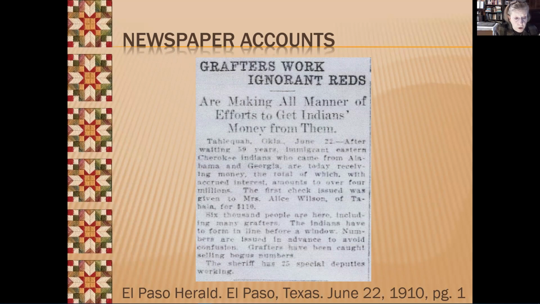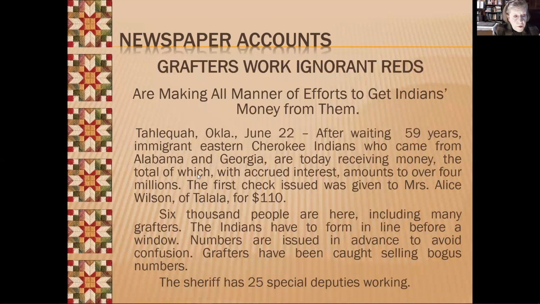And I know this article is faded. I've got it transcribed here. But as usual, as at the time of the Dawes allotments, there's some people that are trying to be troublemakers and get the money. So here in Tahlequah, after waiting 59 years, immigrant Eastern Cherokee Indians who came from Alabama and Georgia are today receiving money.